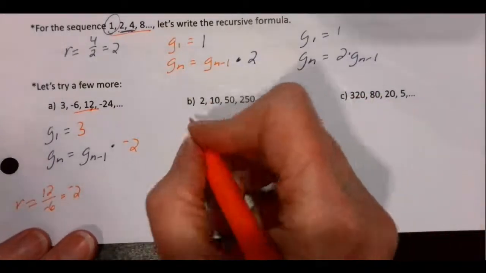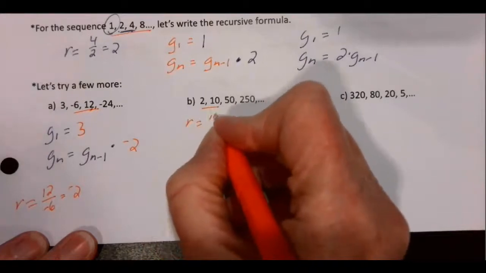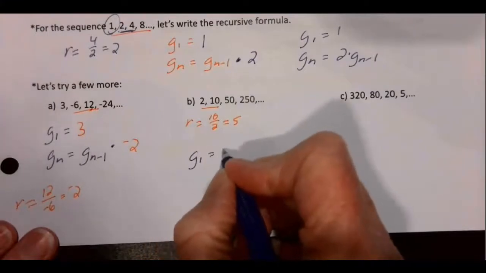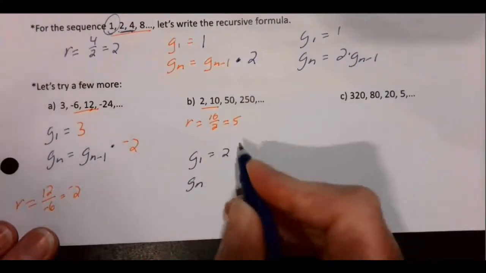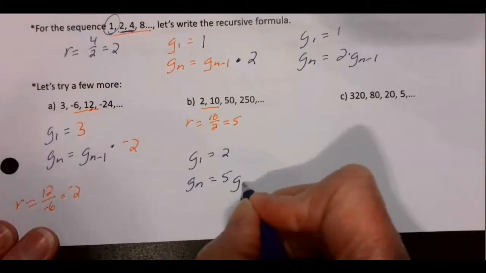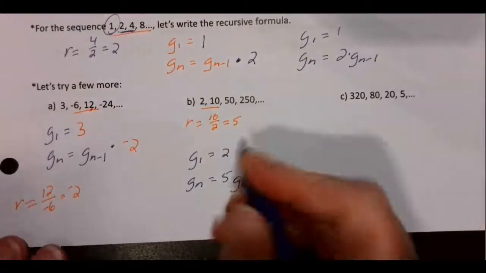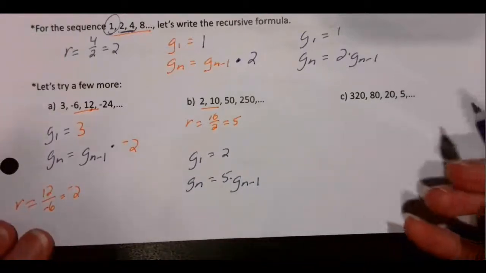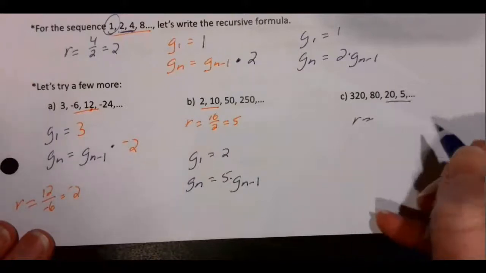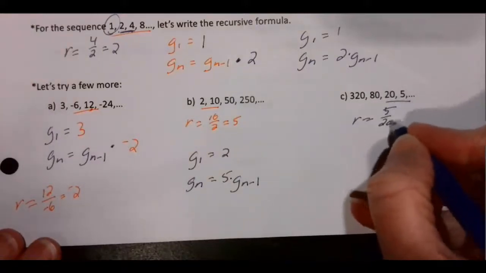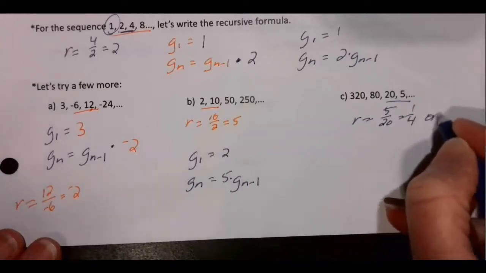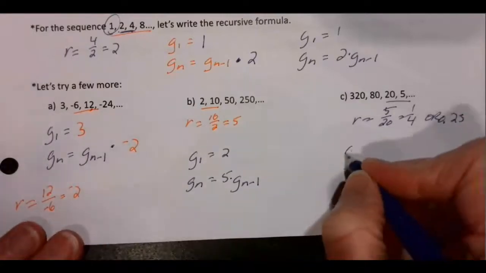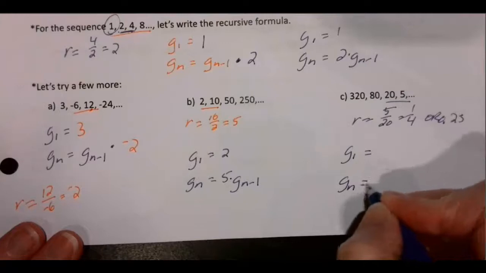Okay, so on B, I'm going to first find the common ratio. 10 divided by 2 is 5. So my answer is G sub 1 is equal to 2. G sub n, I'm going to write the ratio in front this time just to show you that it can be written either way. Because I'm multiplying, I can put it either place. Order doesn't matter. Okay, on C, again, my ratio, I'm going to take these because they're smaller. 5 divided by 20, that's 1/4. Or you can, of course, use 0.25. Both will give you the right answer. So G sub 1, G sub n.